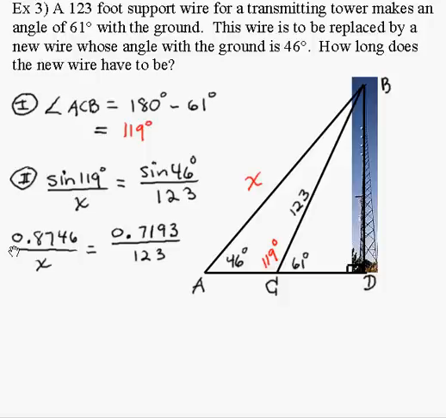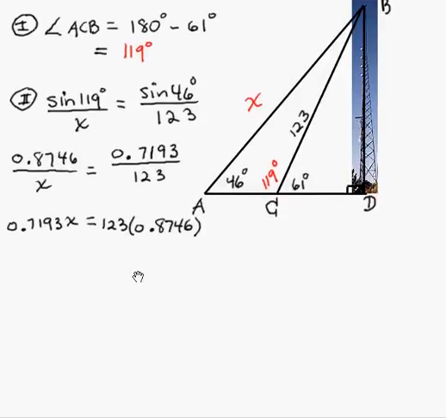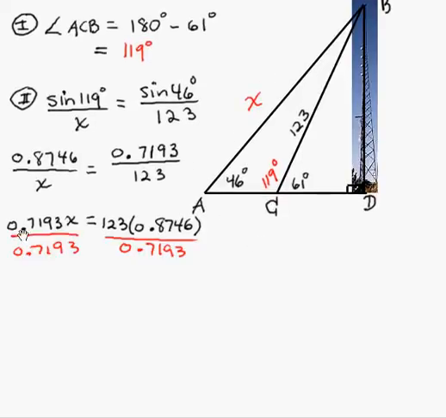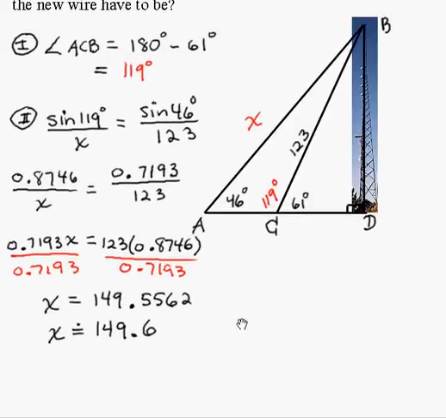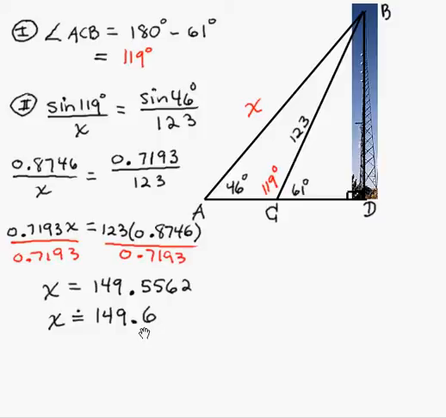Let's look up the sines. 119 degrees, press the sine button, round that to 4 places, 0.8746. Type in 46 degrees, hit the sine button, round it to 4 places, 0.7193. Again, we have a proportion, so the product of the extremes equals the product of the means. To simplify that, let's divide everything by 0.7193. That'll get the variable x by itself. So 123 times 0.8746 divided by 0.7193 is 149.5562. And since it's a side of a triangle, we really can round it off to the nearest tenth.